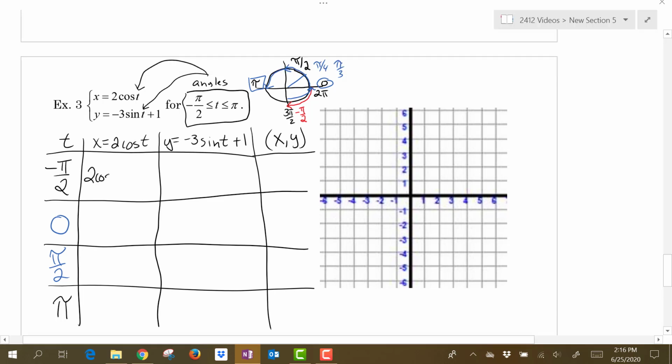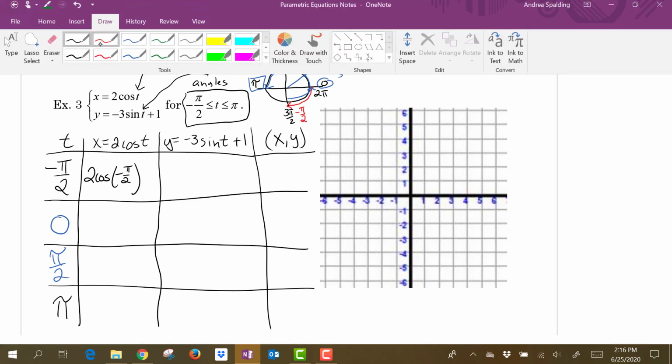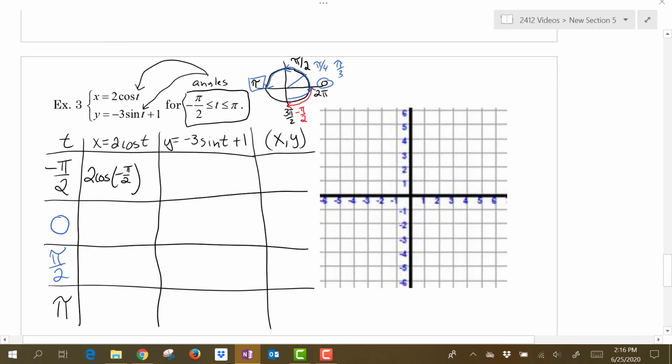So we have 2 times cosine of negative pi over 2. Alright, you can use your calculator for all of these, that's totally fine. If you think back to the ordered pairs, you might not need to use your calculator. Okay, so we know for all of these that the cosine value is the first number in that point, and then the sine values are the second number in those points. So cosine of negative pi over 2 is 0. 2 times 0 gives me 0.